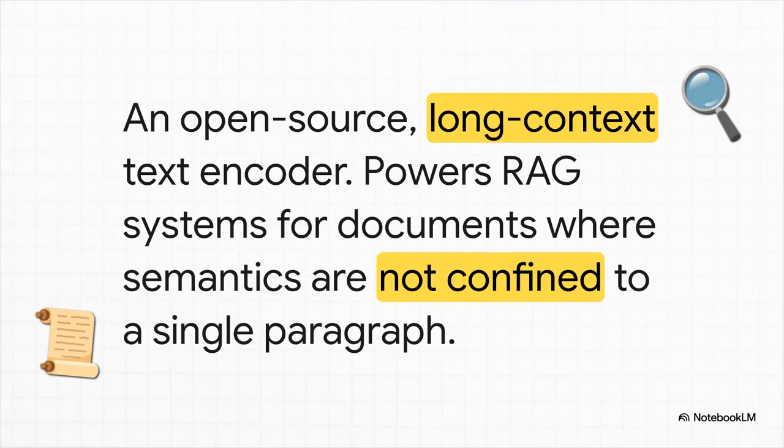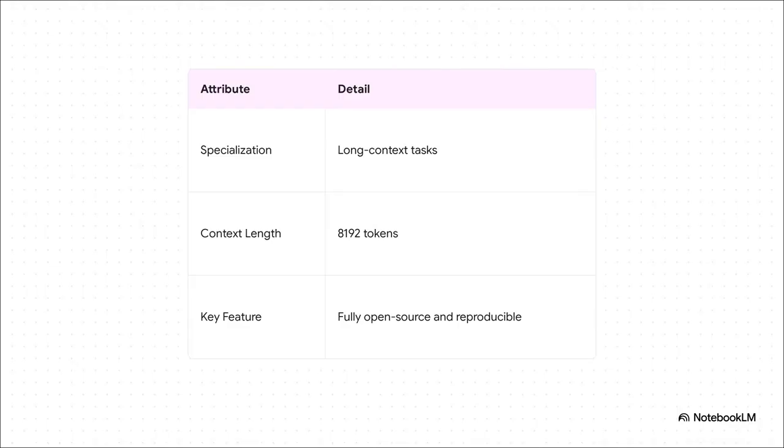First up for the specialists, we have Nomic-embed-text. If your project involves really, really long documents, I'm talking legal contracts, dense financial reports, academic papers, Nomic was basically designed with you in mind. Its superpower is handling massive context. And its spec sheet proves it. It's got that same 8192 token context length we saw earlier, built for long-form text.